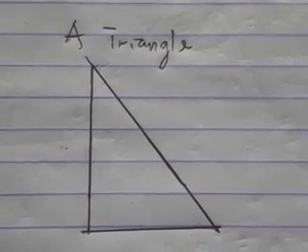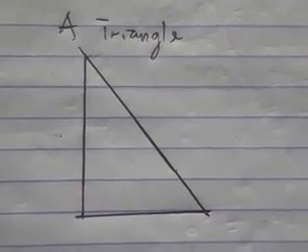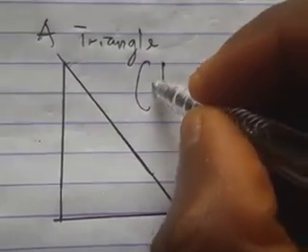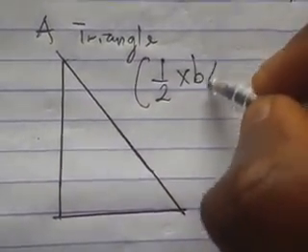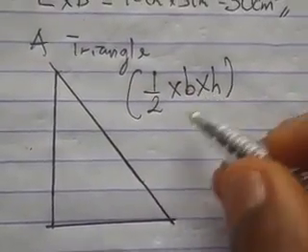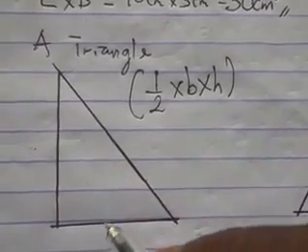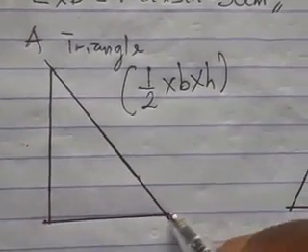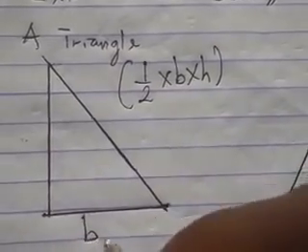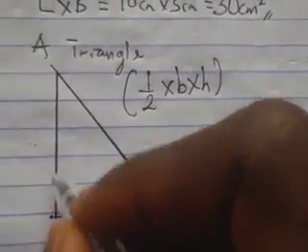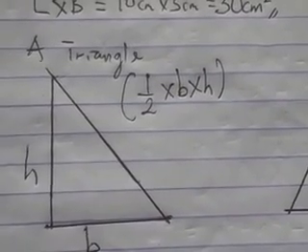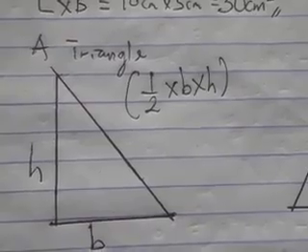Moving to the next shape, a triangle. The area of a triangle is known as half times base times height. Don't forget that. Half times base times height. What is your base? The length down, the side down is known as your base, while this particular line that goes up is known as your height. So the formula for finding area of a triangle is half times base times height.